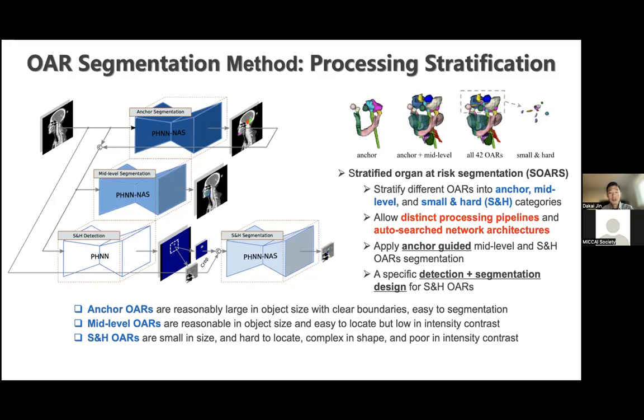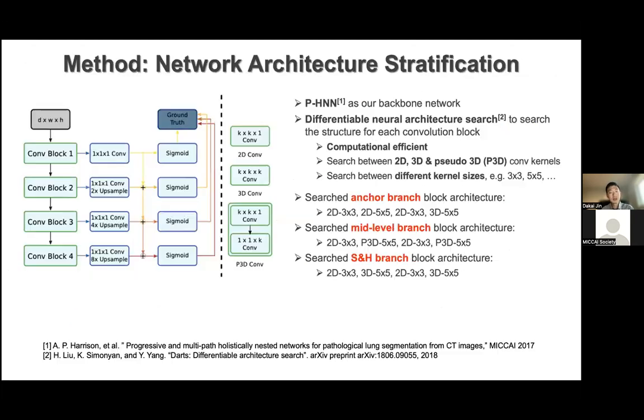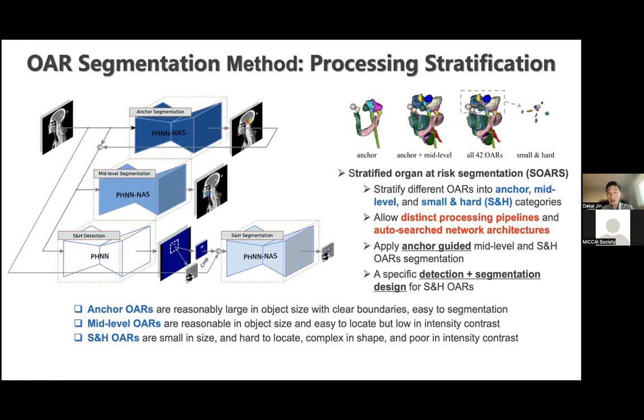By doing this process stratification, more flexible segmentation pipelines can be designed for the different groups, and they can use the anchor group to help guide the segmentation of the middle level and the small and hard, those more difficult groups. For example, they first segment the anchor organs and then use the anchor priors. They will help segment the middle levels. And for the small and hard group, they design a detection then segmentation pipeline.